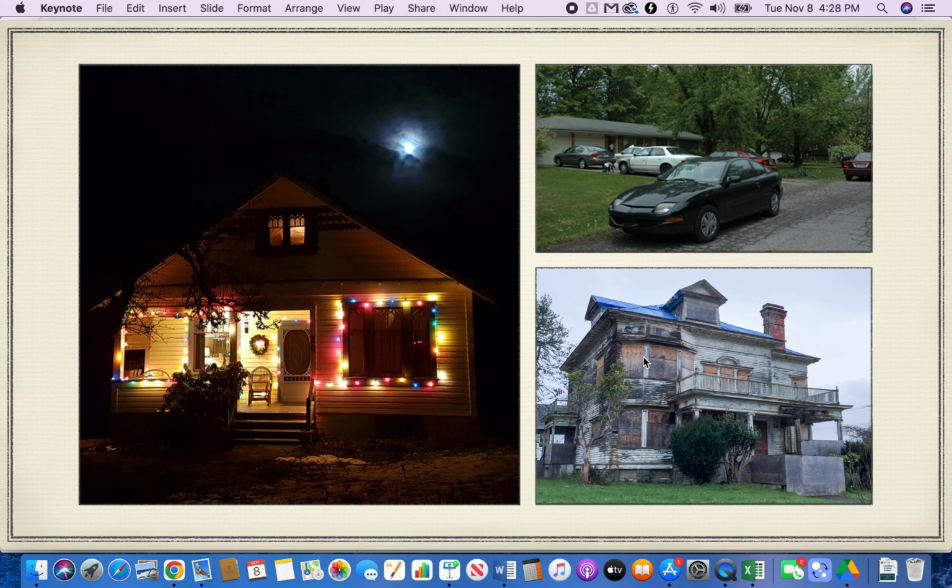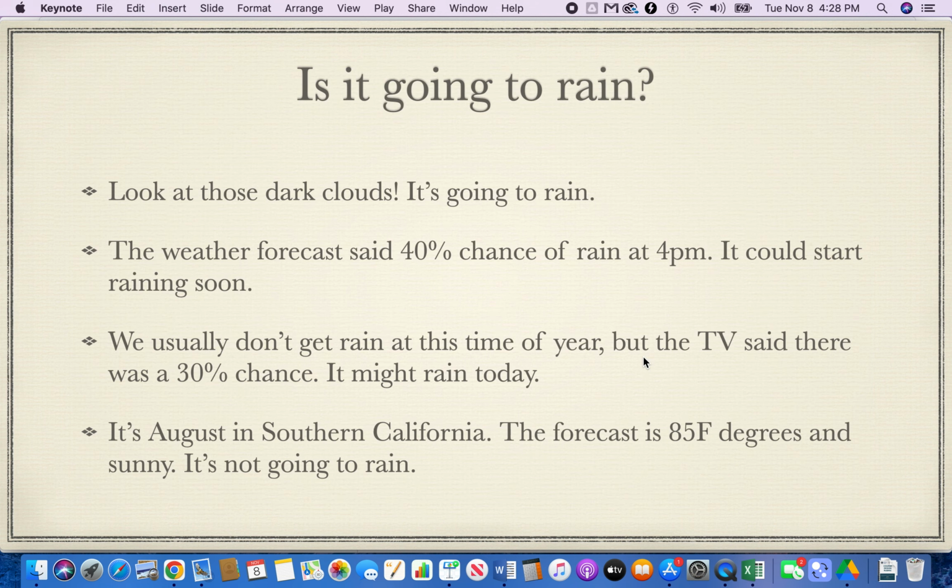Now, in the next picture on the top, there are a lot of cars. You can say, they must be home because look at all the cars. Or you can say, they might be home, maybe they're having a party. Or you could say, they could be home, it seems pretty likely. And the last house there, all boarded up, you can say, no, they're not at home. You're 100% sure nobody lives in that house.